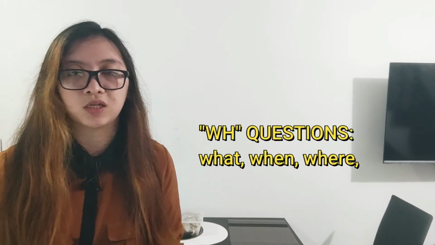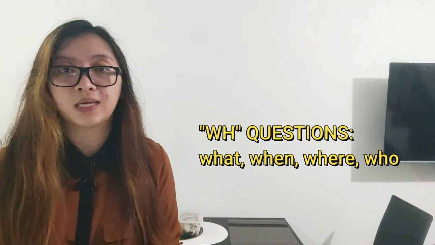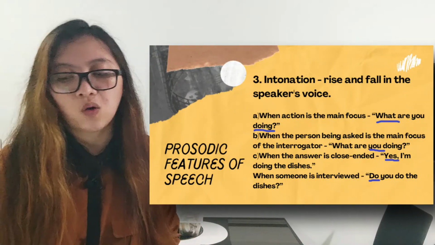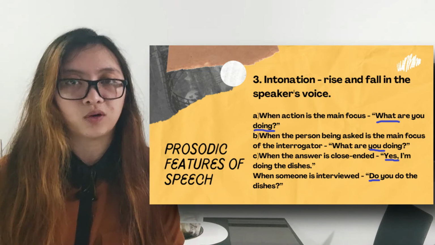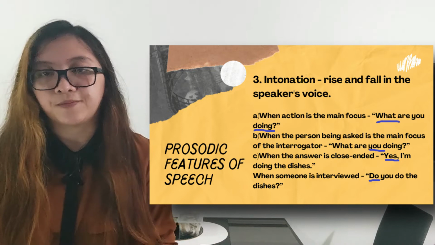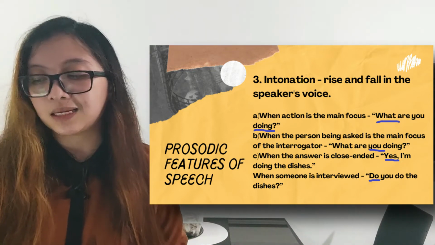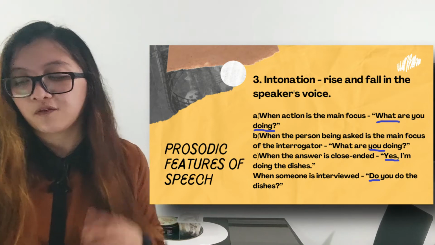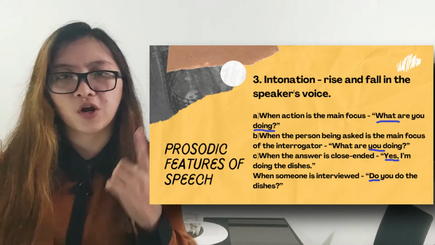It is being used to separate the statement from a question, to emphasize specific elements of a message, or to just convey emotions. One of the common examples of the use of intonation are the WH questions, and here are more examples. The first one is when action is the main focus. For example, what are you doing? The second is when the person being asked is the main focus of the interrogator. For example, what are you doing?